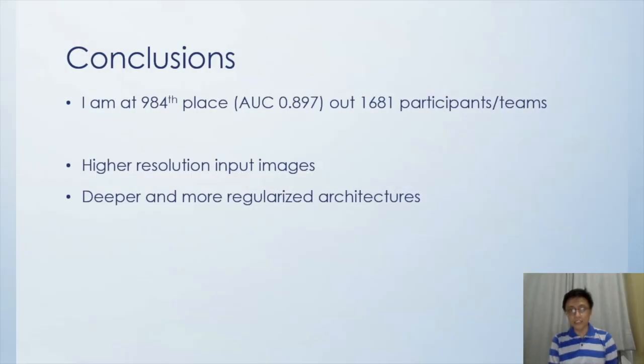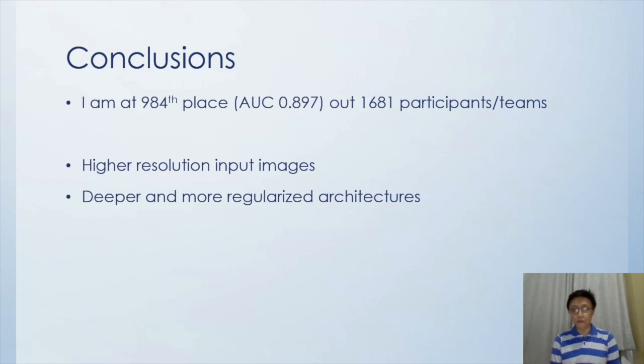Currently, I am at the 984th place, with AUC 0.897, out of 1,681 participants or teams. That's a long way from the finish line, but I think I've achieved and learned so much in this competition, specifically the domain-specific augmentations, as well as the architecture of the EfficientNet and how to incorporate the metadata information as well.